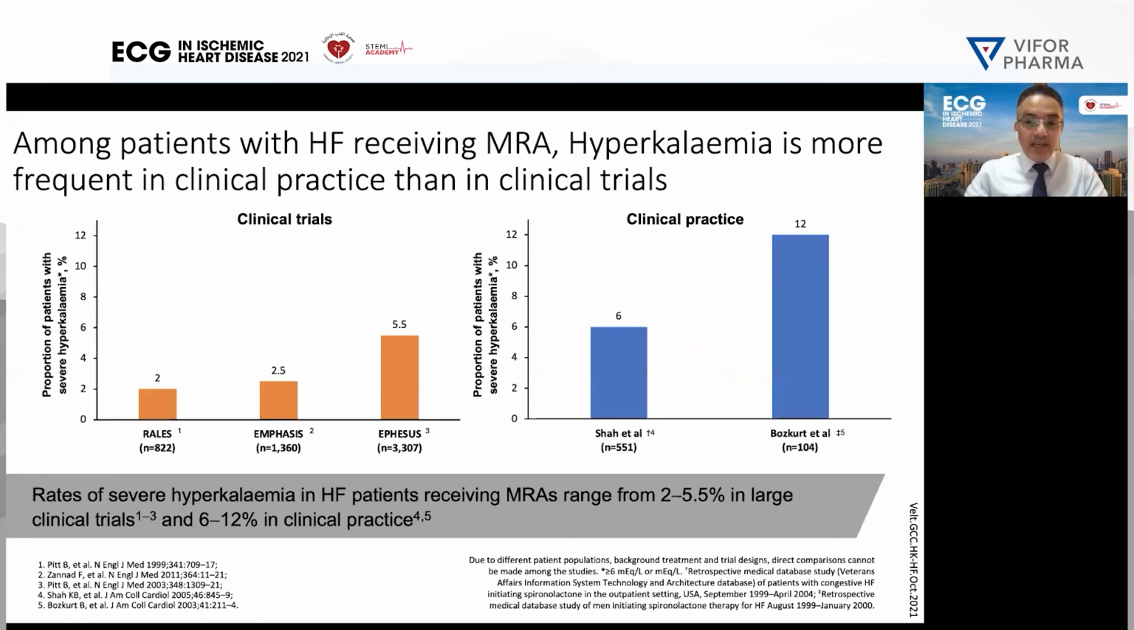The rates of severe hyperkalemia in heart failure patients receiving the mineralocorticoid antagonist, the aldosterone antagonist, range in the clinical trials between 2 and 5.5%. And in large clinical practice trials, the range will be between 6 and 12%. So when you use spironolactone, you have a higher chance for your patient to get hyperkalemia, and these are pooled from large trials like RALES and EMPHASIS, and also from smaller trials in clinical practice. So you have a higher percentage of patients with hyperkalemia when you give your patients MRAs.